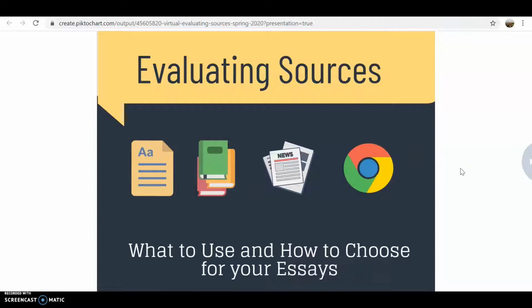And I'm going to share with you some information on how to evaluate the different sources you're going to encounter for your research in your essays in English 1010. So, what to use and how to choose the best sources for your topics and your papers.